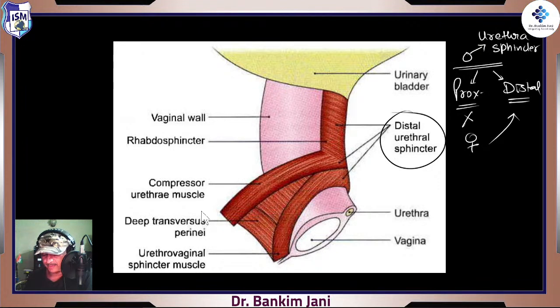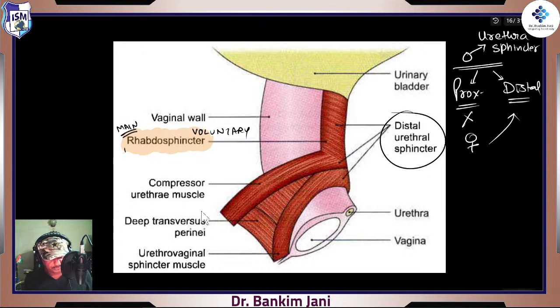But see, these fibers, their arrangement and their parts are very typical. So first thing first, this is what is called the rhabdosphincter. This is voluntary, right? This is under voluntary control. And this is almost along the entire length. This is like a main sphincter, because in females there is no proximal sphincter. So this sphincter will be playing the major role.